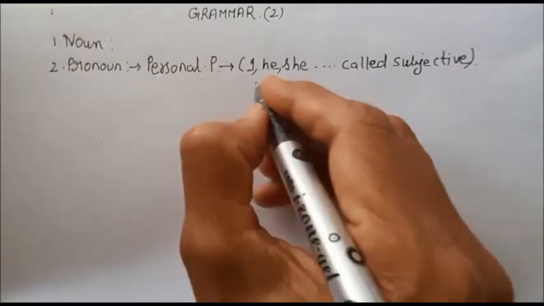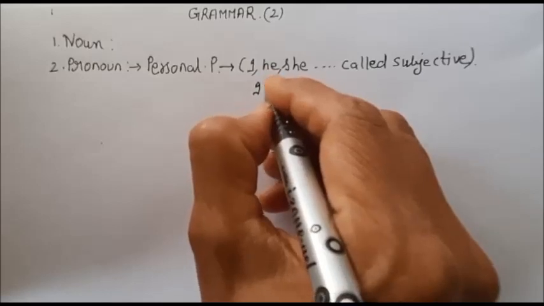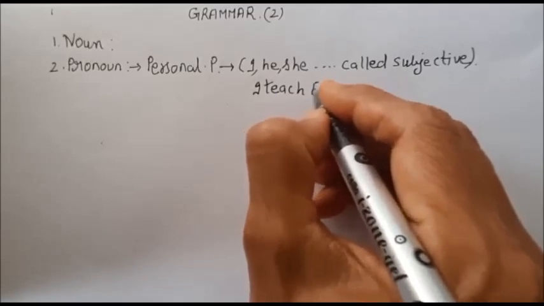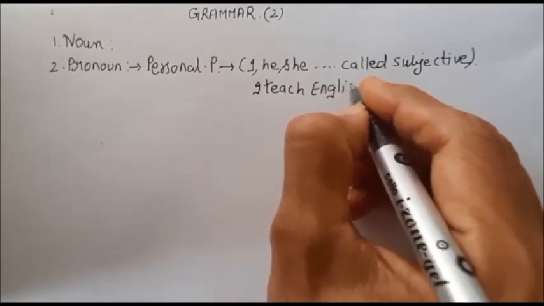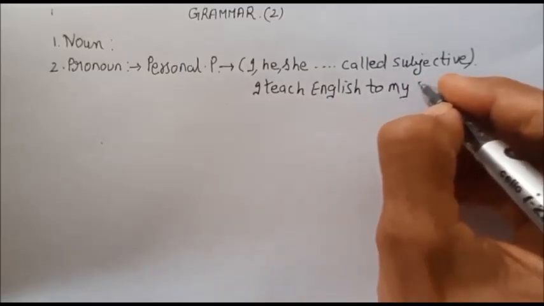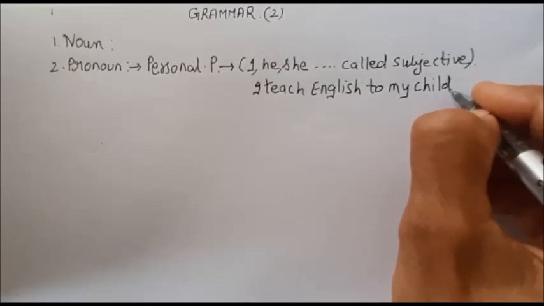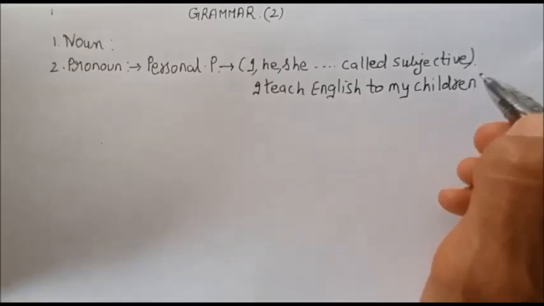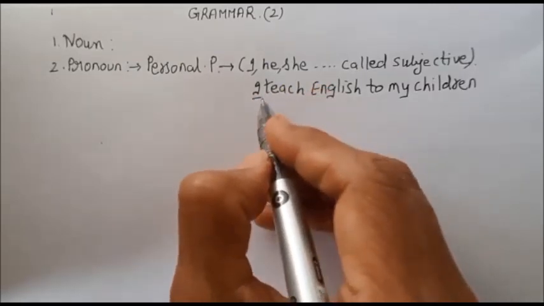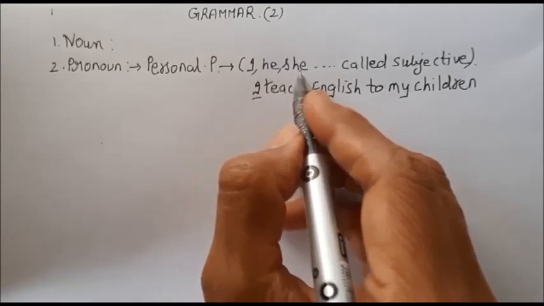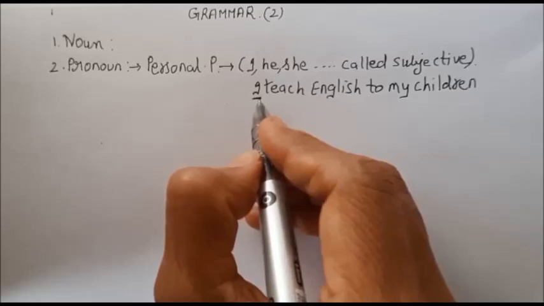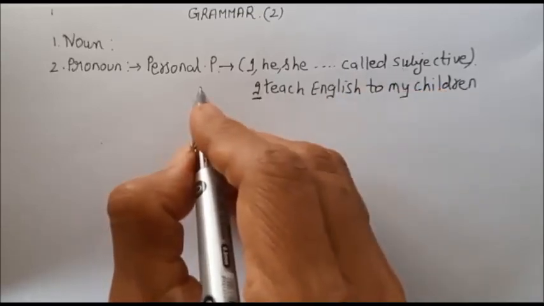Because when I say I teach English to my children, here I would say that I is used in the place of a subject. So here I would say I, he, she. When it comes at the subject place, we call this pronoun a subjective personal pronoun.